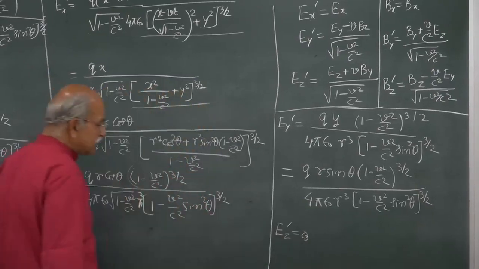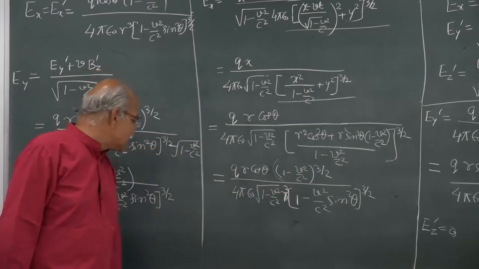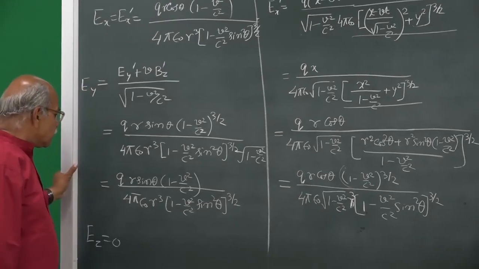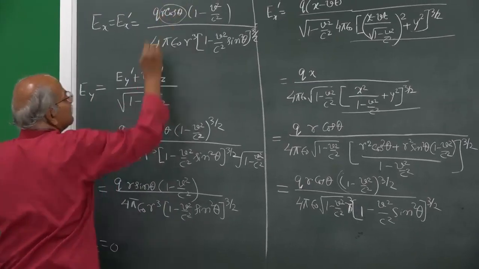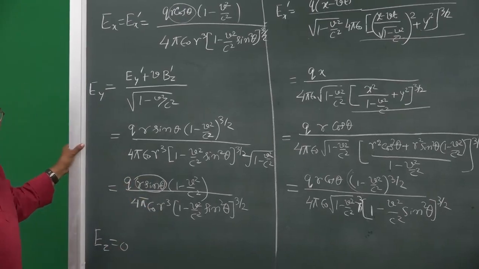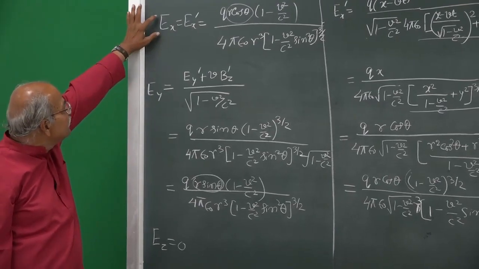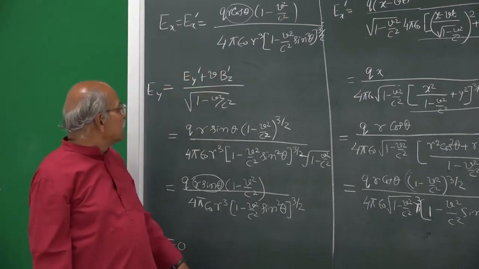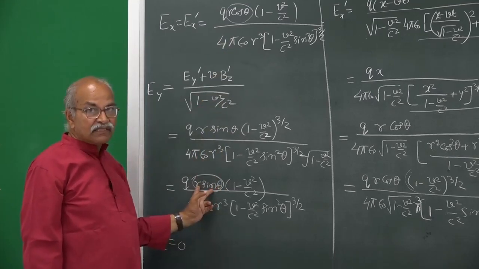Ez prime is 0, everything is in the xy plane or x prime y prime plane. So, I do not have to worry about that. So, those are the field components. What is interesting is you have this r cos theta here, which is actually x, and r sin theta here, which is actually y. So, if you write the vector, this E vector, electric field vector, Ex i cap plus Ey j cap, everything else will be copied and you will have this x i cap plus y j cap, rest is the same.